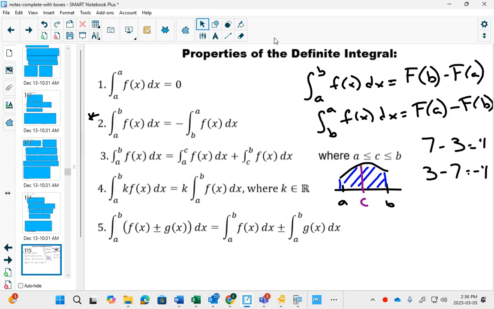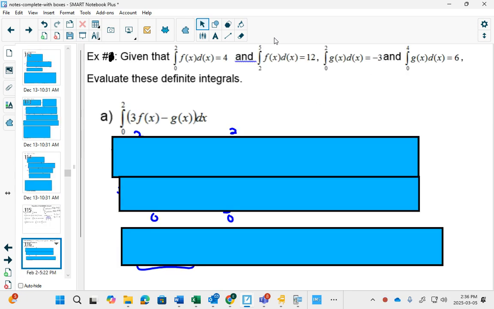So with that, we get to play around with our integral rules. They tell you the following information. You know the area of f from 0 to 2 is 4. You know the area of f from 2 to 5 is 12. And on g, you know the area from 0 to 2 is negative 3, and from 0 to 4 is 6. So what area would you have if you had this? We need to use our properties and break this up, rearrange it so that we get these 4 things that we know, and then we can replace them.